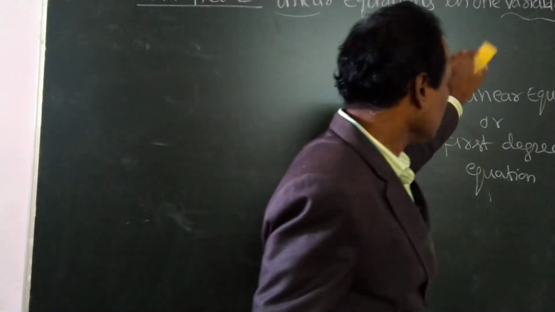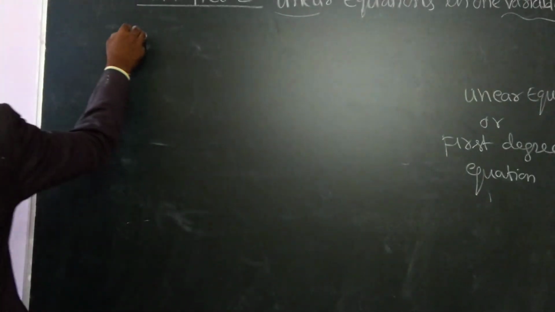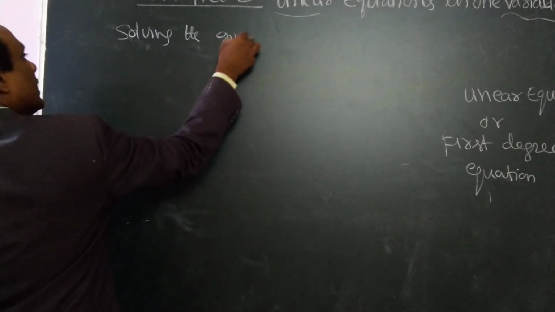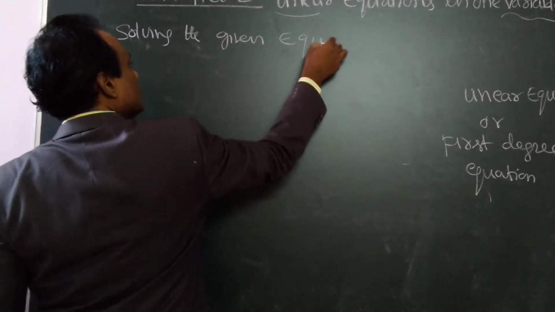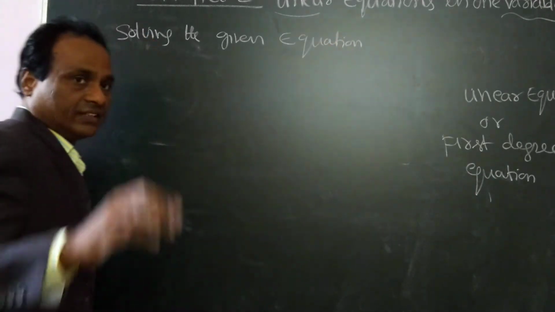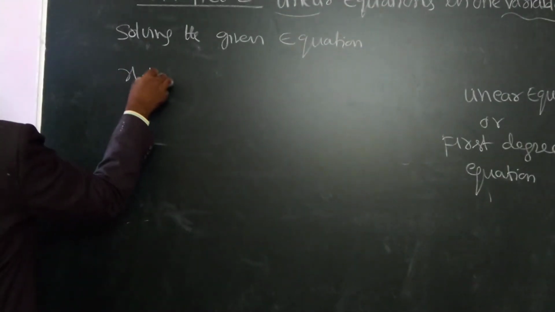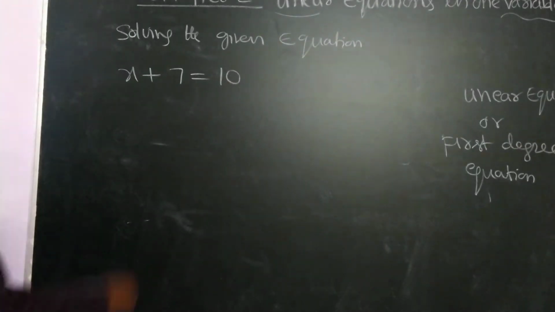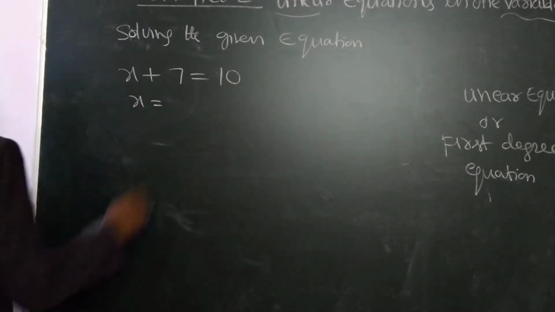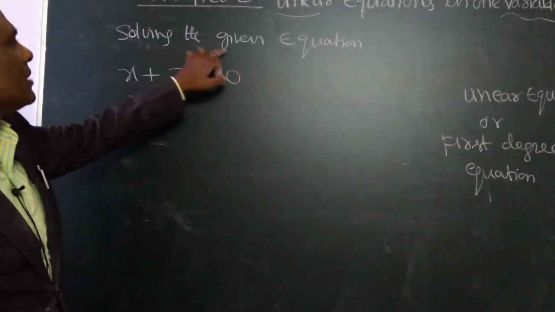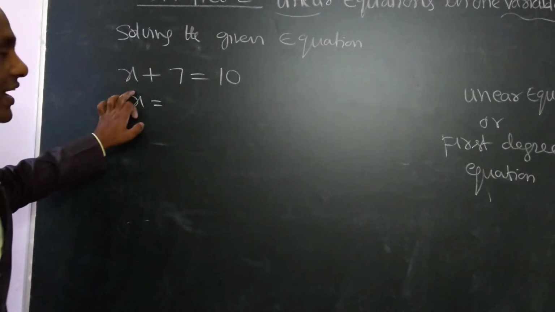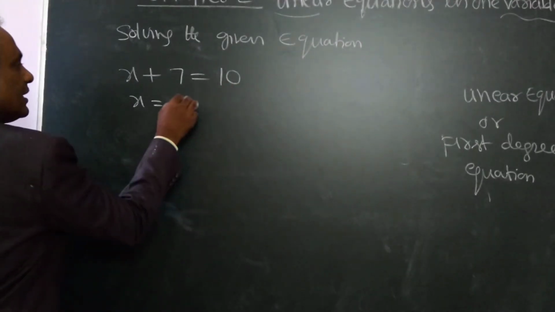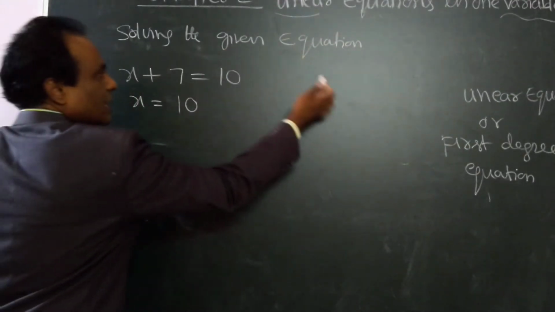Now, solving the given equation. See here. Don't write anything. Only for giving the notes I am explaining this. What is the x value? To find the x value, solving means finding the x value. So to find the x value, except x, take everything to the right side. This is already 10. Take 7 to the right side.